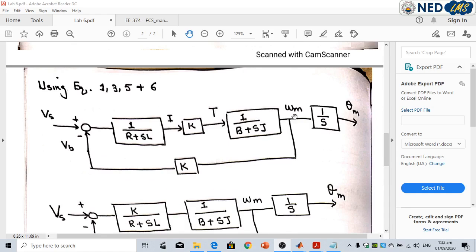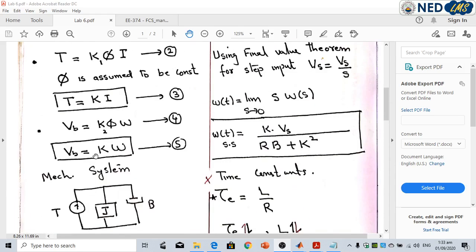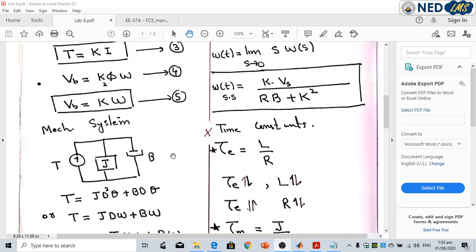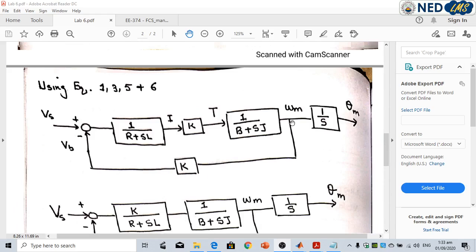Therefore, the outcome is omega m. We know that in equation number 5, the back EMF is equal to K times omega. With this takeoff point, omega m is given to this block having transfer function K. Therefore, the output of this block is Vb. This angular velocity is again passed through the integrator. The block of this transfer function is 1 by S.